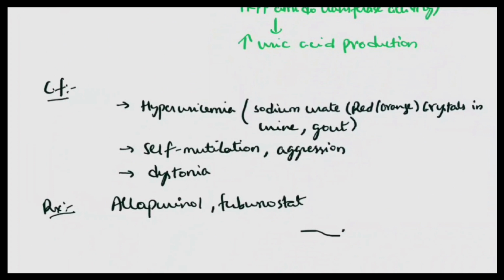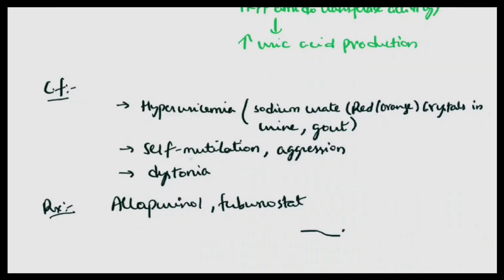Lesch-Nyhan syndrome actually causes hyperuricemia. This hyperuricemia is seen as sodium urate crystals in the urine, and also deposition in the joints will lead to gout, okay? And this will also lead to self-mutilation and aggression. The uric acid will deposit in specific areas in the brain, which will lead to self-mutilation and aggression. There is no clear-cut physiology for why self-mutilation occurs, but it is very specific for Lesch-Nyhan syndrome.